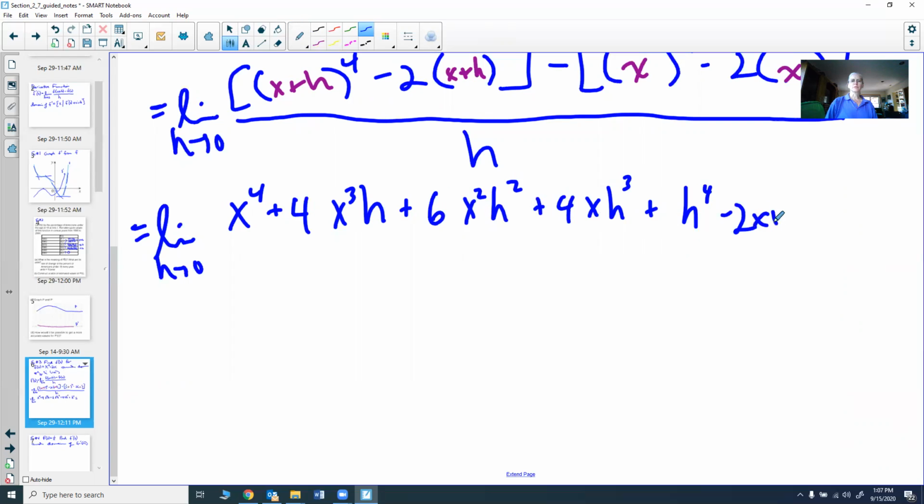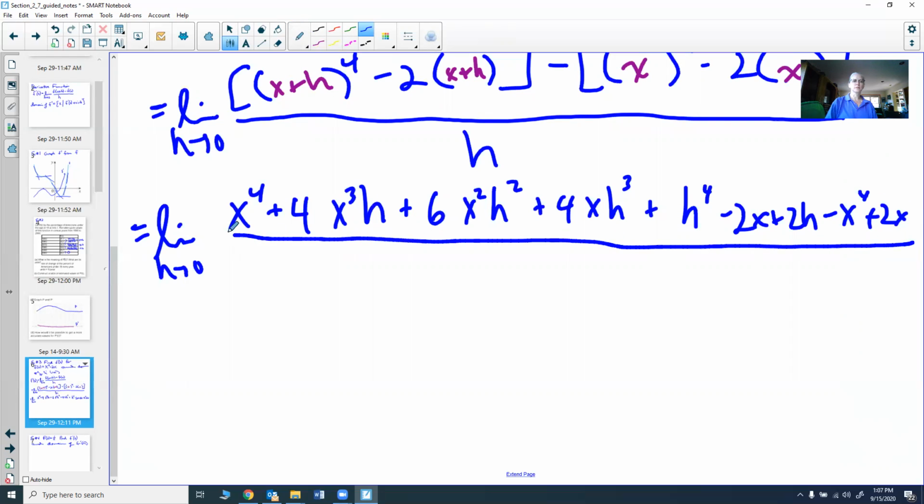Minus 2x plus 2h. Then minus x to the fourth plus 2x, all over h. Don't lose the h in the bottom because you haven't dealt with it yet. We haven't done the limit yet, so don't lose it. Now collect like terms. I notice I have an x to the fourth and an x to the fourth.